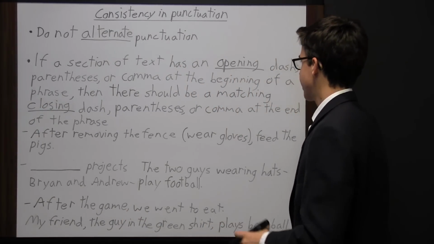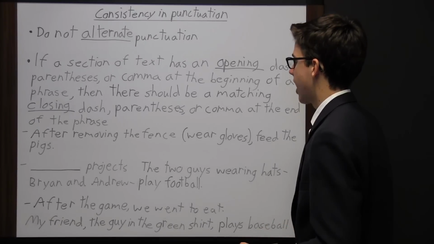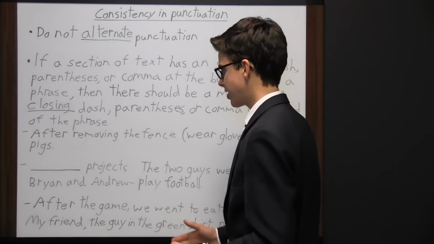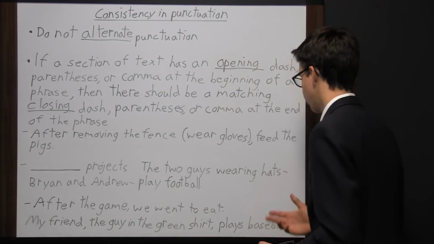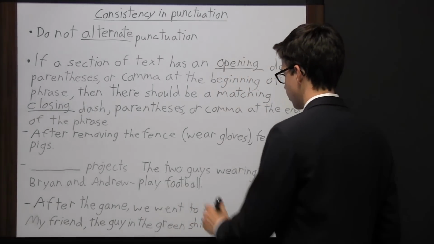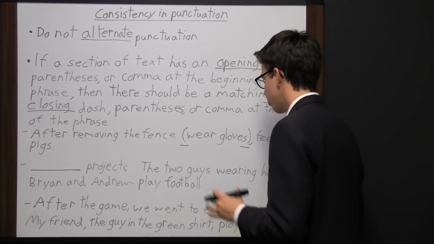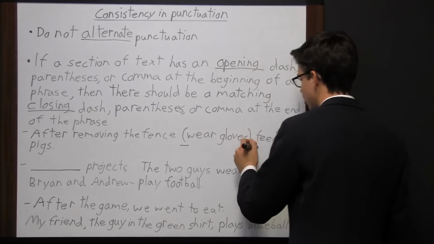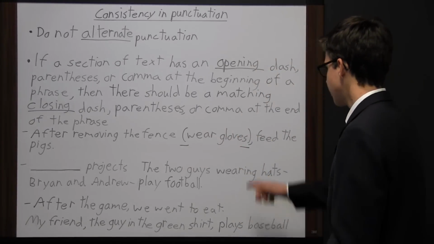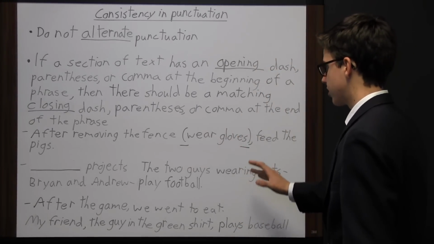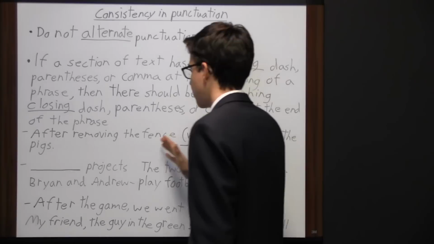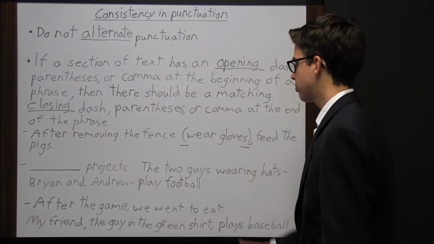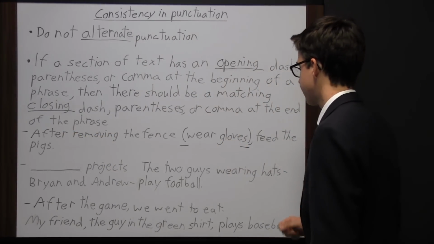So we're going to take a look at some examples of the use of dashes, commas, and parentheses. So you always want to use parentheses in pairs. So here we see the sentence, after removing the fence, wear gloves, feed the pigs. So notice we have parentheses here and here. We wouldn't just use one by itself, or we wouldn't use parentheses here and a dash or a comma over here. The reason we have a comma here has nothing to do with the parentheses. It's just because we need to put a comma after this phrase, after removing the fence. So we always use parentheses in pairs.